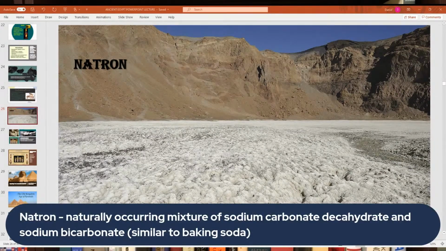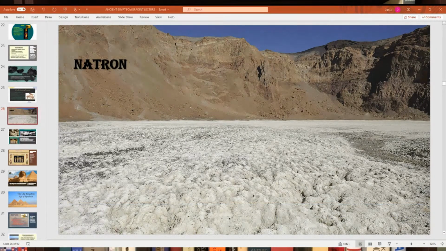In fact, here I put it on the screen for you. It's a mixture of sodium carbonate and also sodium bicarbonate, so it's very similar to baking soda. They would use this and cover the whole body for about, I think, 40 days. It's one of the longest processes in the mummification process, and that would help to get rid of all the moisture in the body and help preserve it later.